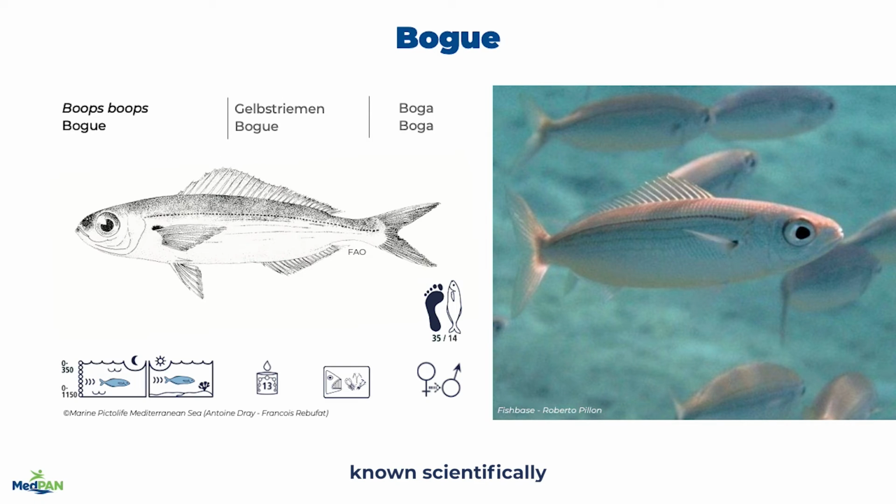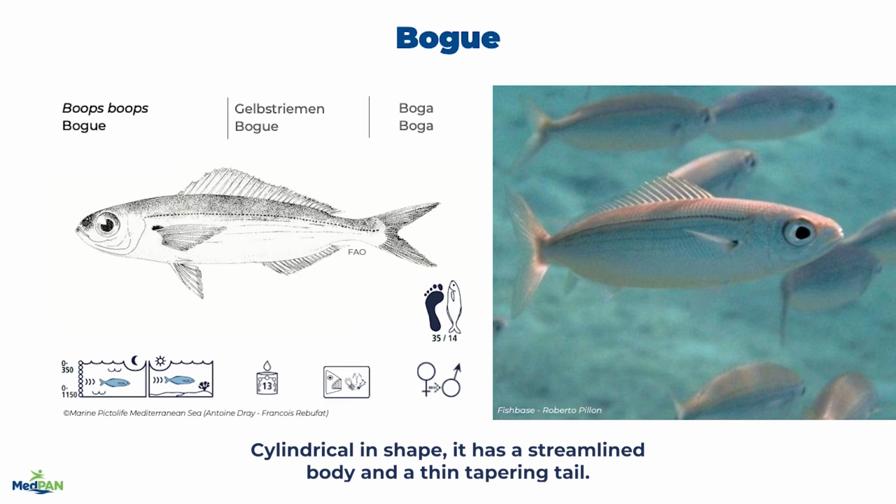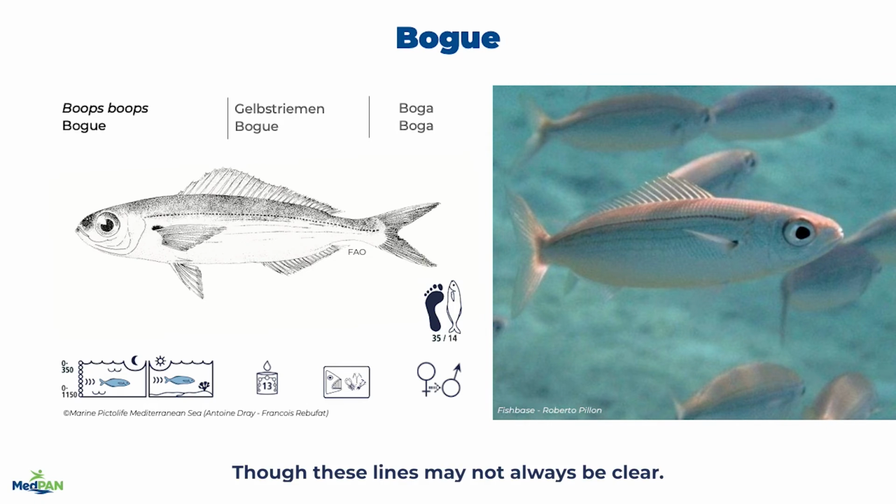The bogue, known scientifically as Boops boops, is a long silver fish with a metallic blue back and a distinct lateral line. It can grow up to 35 centimeters in length and can live up to 13 years. Cylindrical in shape, it has a streamlined body and a thin, tapering tail. It can be recognized by the yellowish longitudinal lines on its flanks, although these lines may not always be clear.